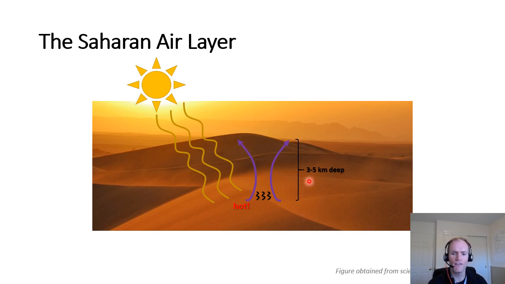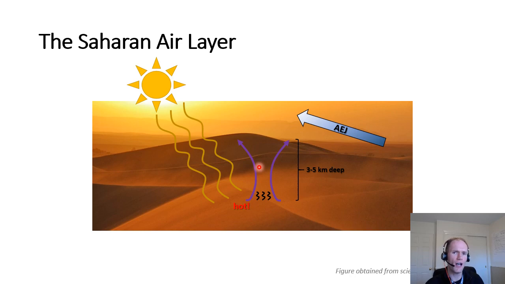So this 3 to 5 kilometer deep mixed layer that forms here in response to that strong surface heating reaches up to African easterly jet level. So let's add in the African easterly jet here, just depicting from right to left, assuming that it's an easterly jet in this particular case.